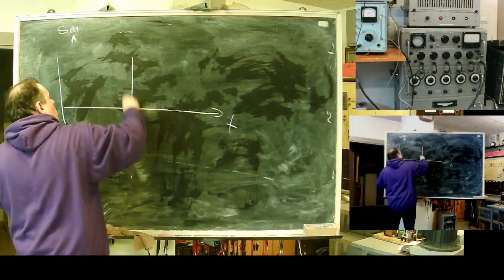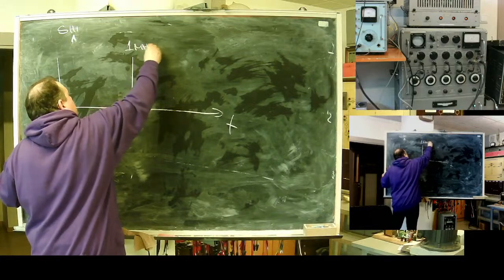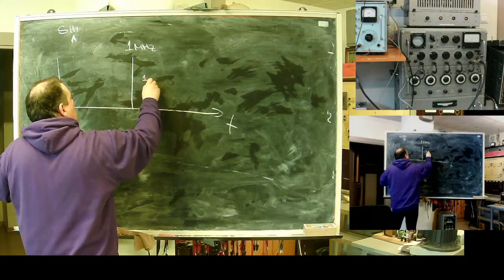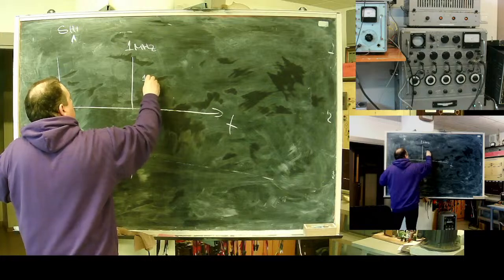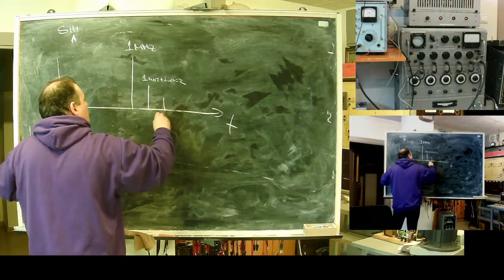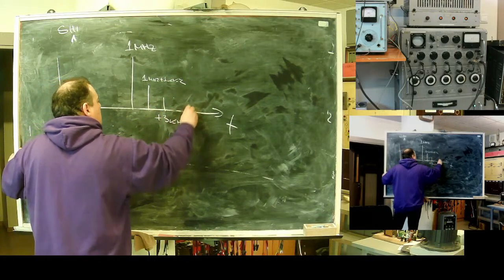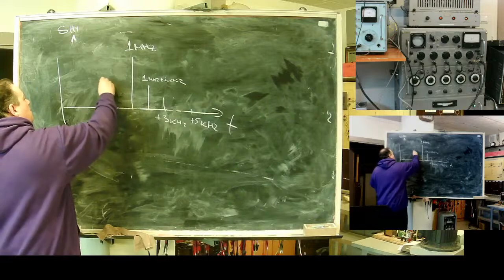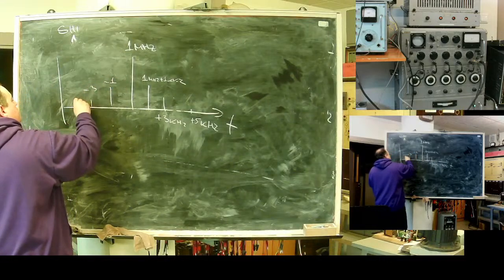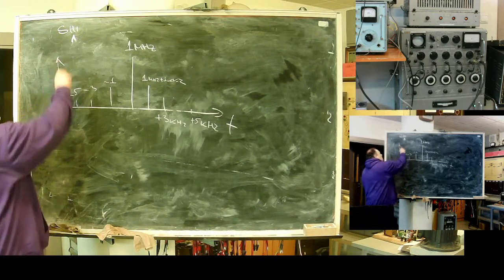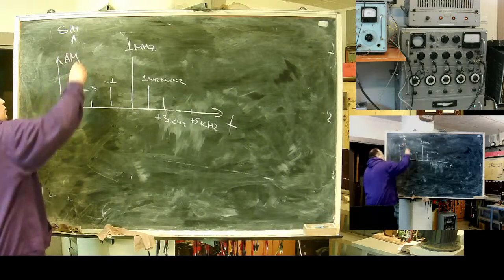Frequency, 1 megahertz carrier, and 1 megahertz plus 1 kilohertz, plus 3 kilohertz, plus 5 kilohertz, minus 1, minus 3, minus 5. That is the spectral diagram of an amplitude modulated signal.